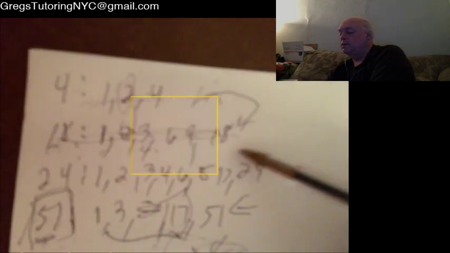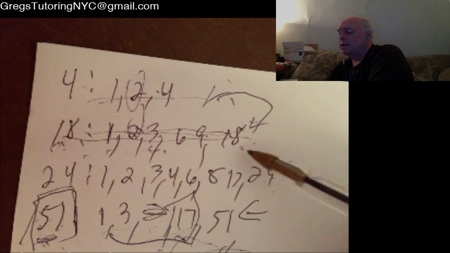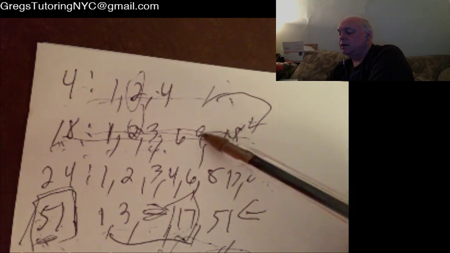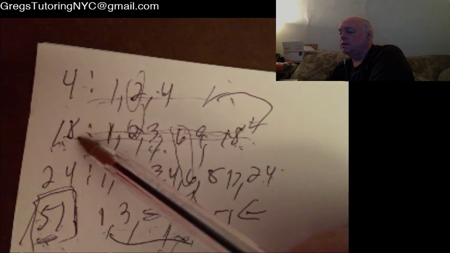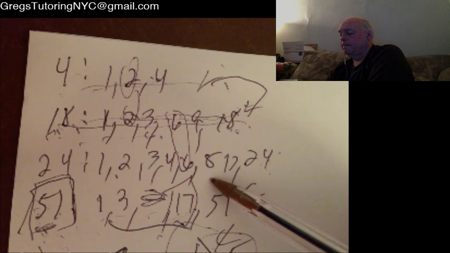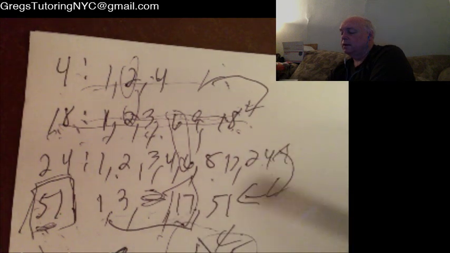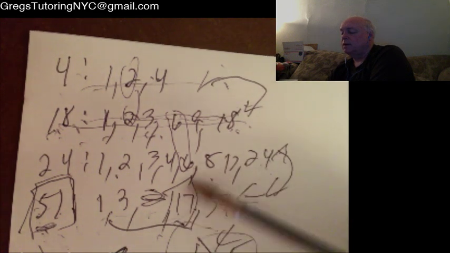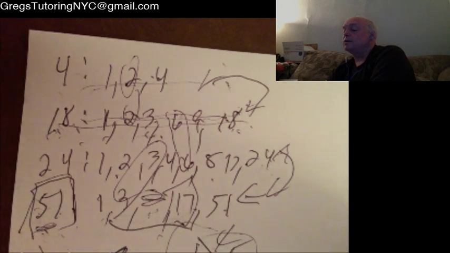And between 18 and 24, you're going to do the same thing. Do we have an 18? No. Do we have a 9? No. Do we have a 6? Yes. So between 18 and 24, we're going to get a 6. Okay? And if I have between 24 and 51, 51 no, 17 no, we end up getting a 3. So the greatest common factor between 24 and 51 is 3.